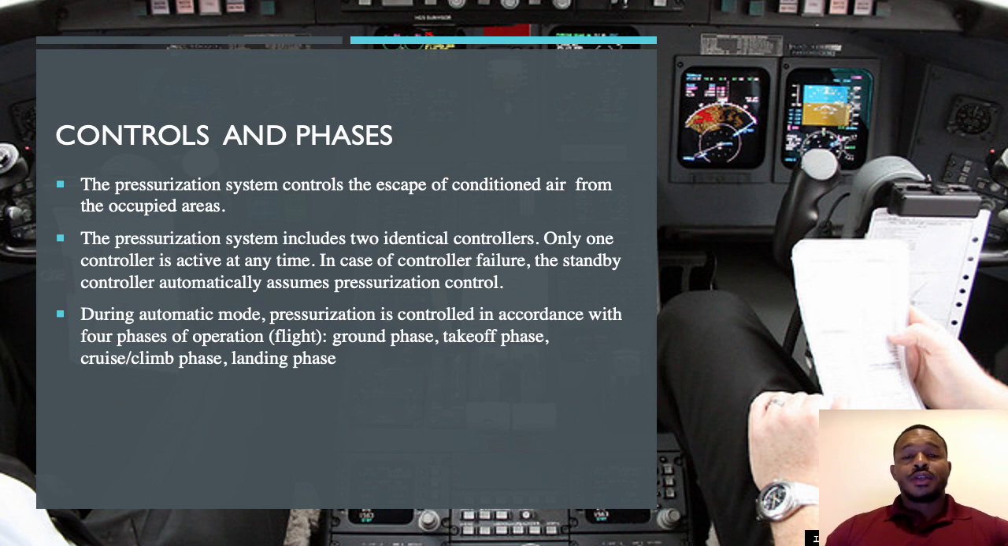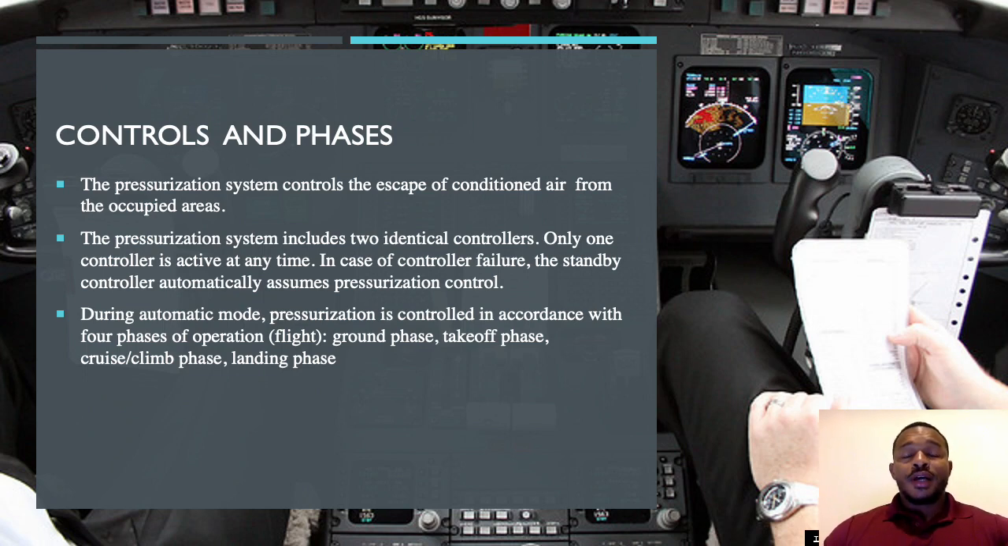So let's talk about some of the phases and controls for the CRJ. So it has a pressurization system that uses controls of the escape of conditioned air from the occupied area. So this pressurization system includes two identical controllers. One controller is active at all times. So the second one is basically a backup, a standby controller, and it automatically assumes pressurization control. So with that being said, it's basically just a backup system to ensure that you don't lose pressurization at higher altitudes.